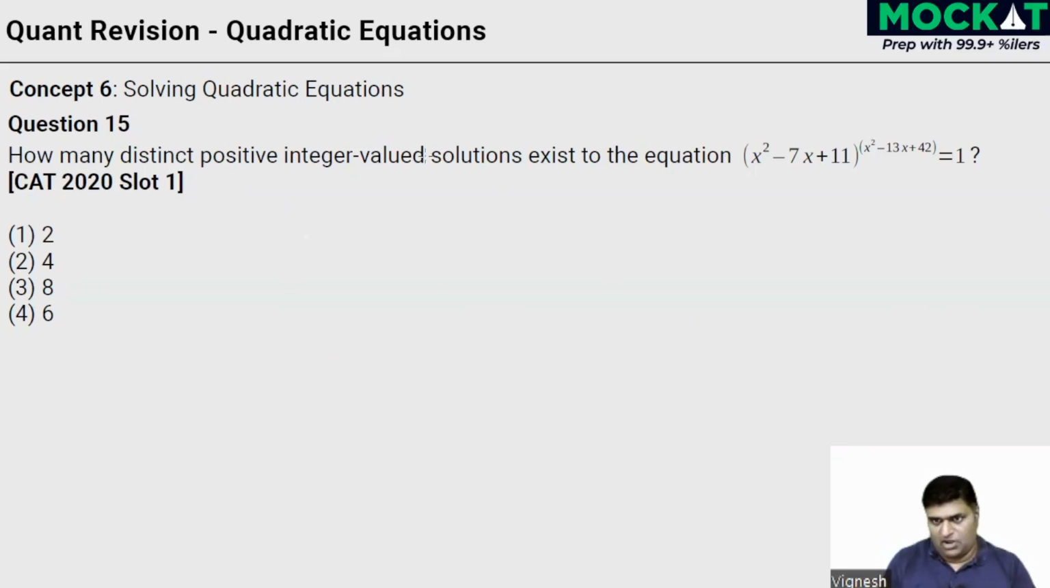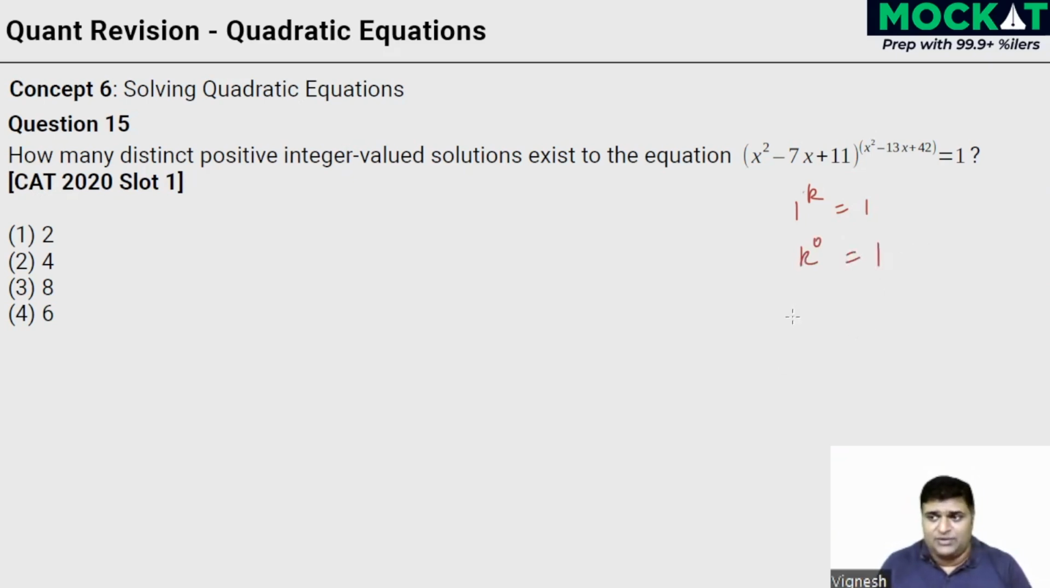On to question 15. How many distinct positive integer valued solutions exist to this equation where some quadratic expression to the power of another quadratic expression equals 1? First step for you to understand is, when are you going to get 1? There are 3 scenarios where you can get 1. People typically think of 2 scenarios. The first scenario is 1 power x is always 1, whatever the power. Let me write it as k equals 1. The other is k to the power of 0, whatever value k can take.